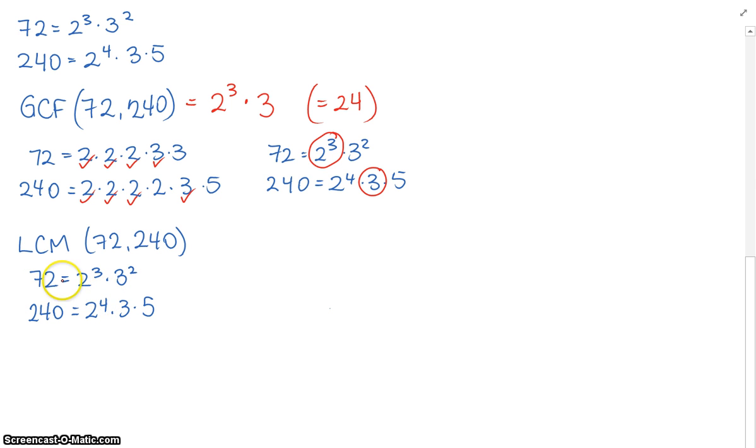One easy way of doing this, rather than listing out all the possible multiples of 72 and 240, is to consider their highest degree. We don't have to worry about the duplication. They both have a 2 to the 3 in both of these. They both have a 3 in both of these. But if we use the highest one, we'll get the lowest common multiple rather than if we multiply 72 by 240, which in this case is equal to 720.